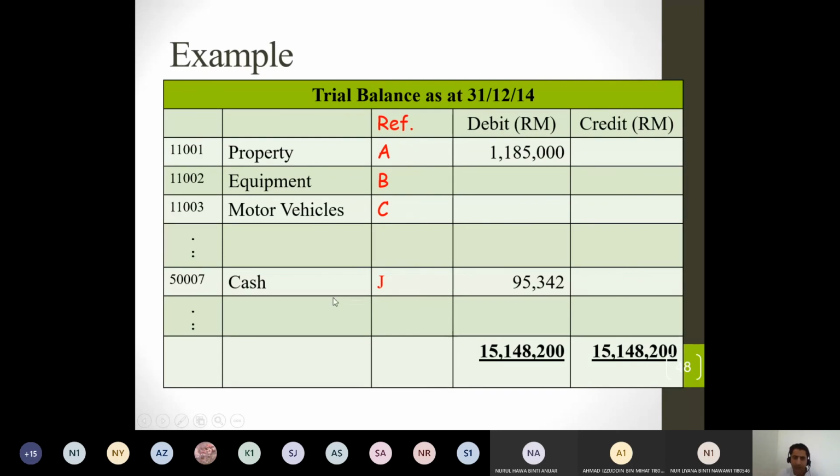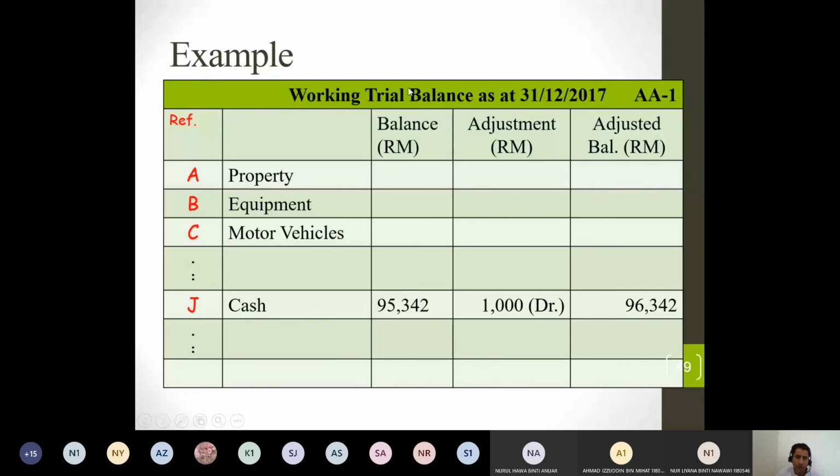Okay, this is an example of one of the trial balance documents. If you notice, here in red color is the reference that will help to refer. Let's say A is about property, meaning you come to the other working trial balance, and you will find that property is here and so on.